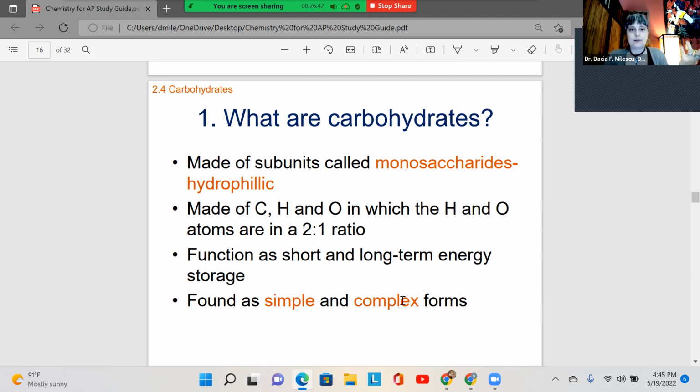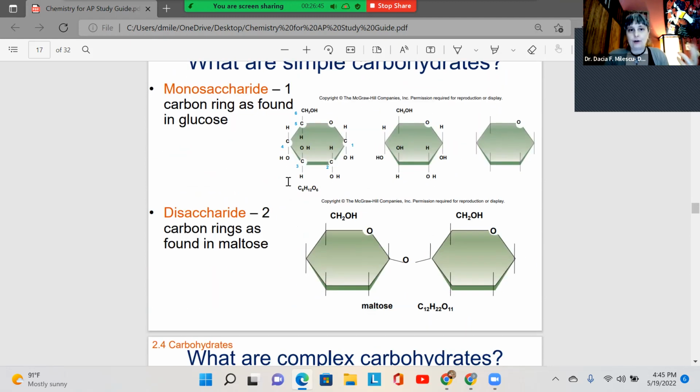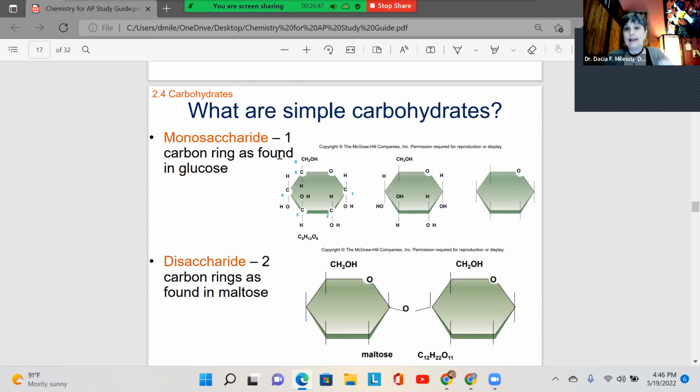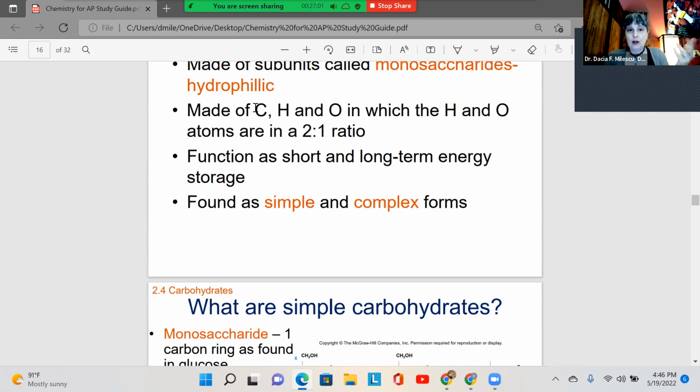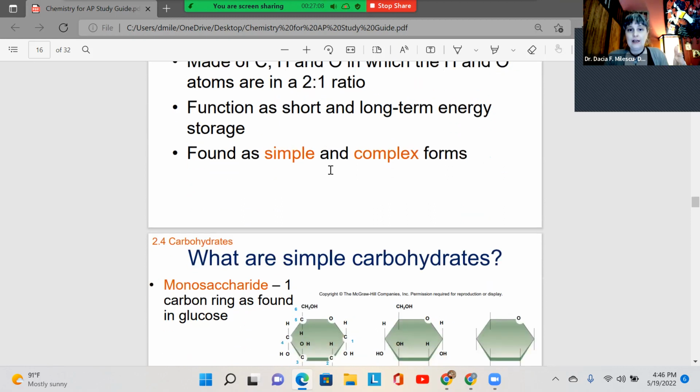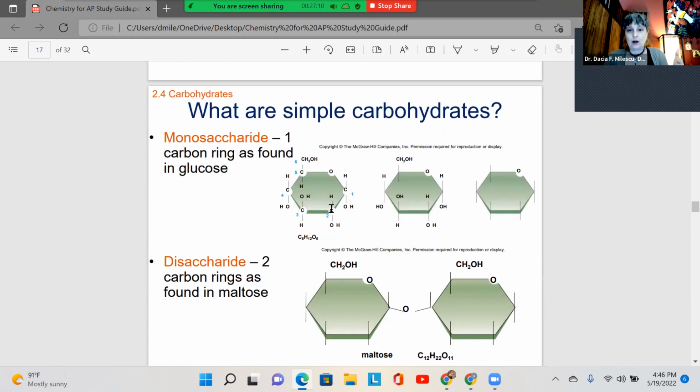So that's the difference. A simple sugar, or simple monosaccharide, are rings. They all have carbon rings and hydrogens, carbons, and oxygens in different variations. That's all it is. Because what did I say? CHO: carbon, hydrogen, and oxygen, in which hydrogen and oxygen atoms are in a 2-to-1 ratio. So there's more hydrogen and oxygen than carbon in a 2-to-1 ratio in all carbohydrates.